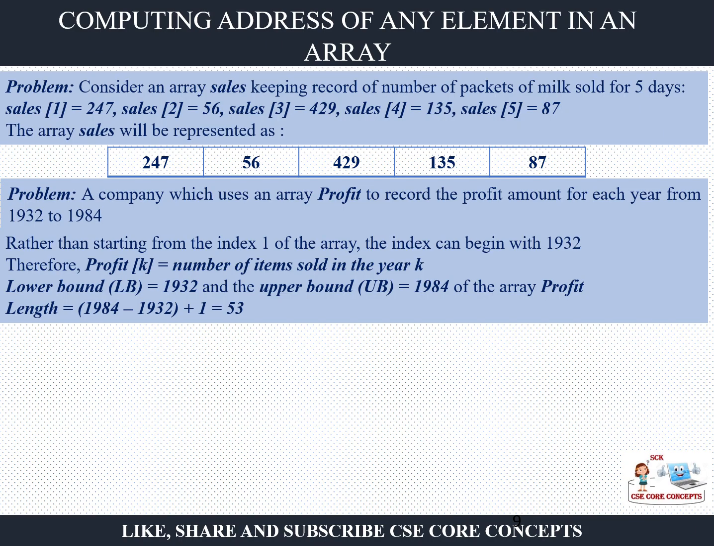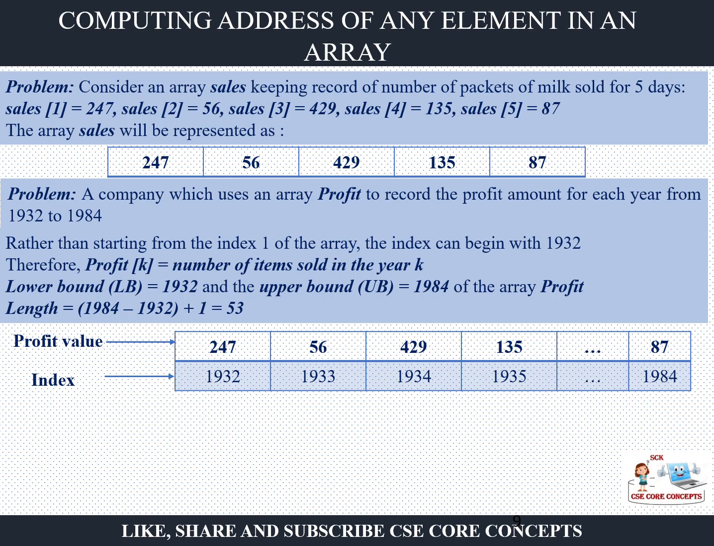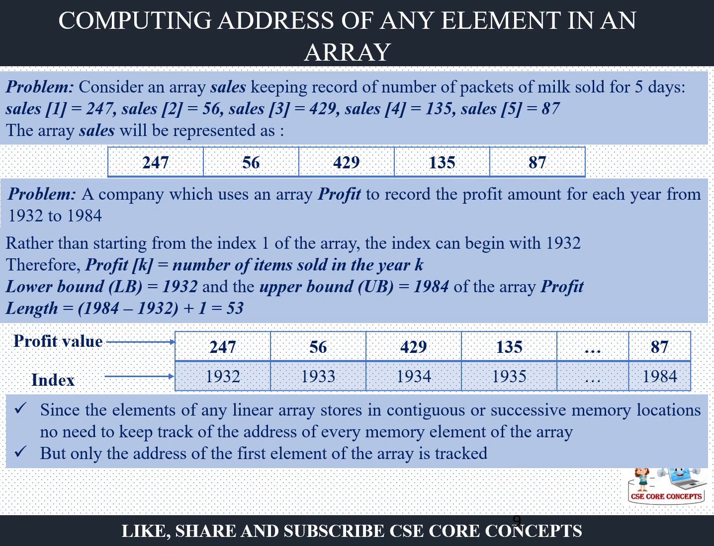So if I am starting my index from 1932 till 1984, then how will I find out the length of the array? The length of the array can be determined as upper bound minus lower bound plus 1. So 1984 minus 1932 plus 1 gives me 53. So I am storing the profit value for 53 years. So this is my index 1932, 33, 34, and so on till 1984, and the profit value for each year is being associated.